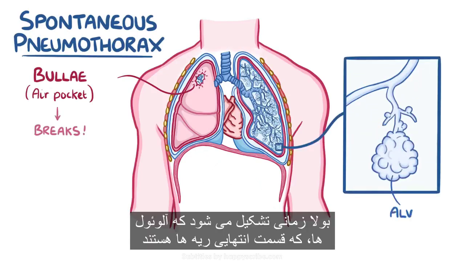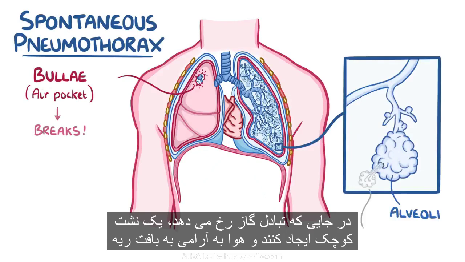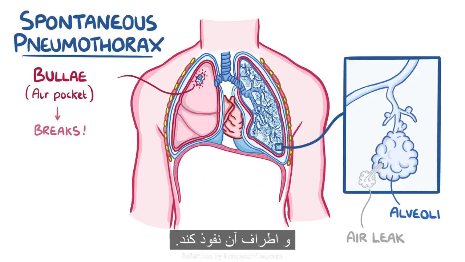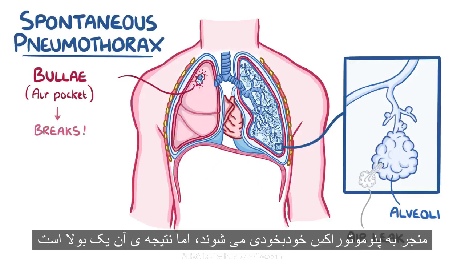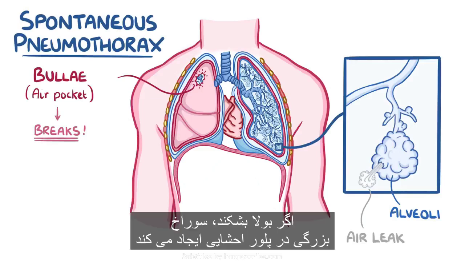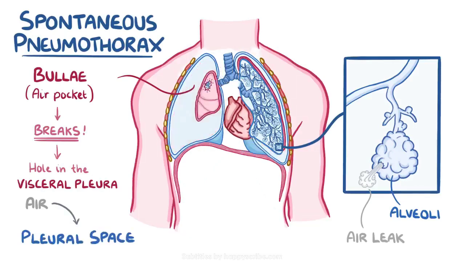Bullae form when the alveoli, which are the terminal ends of the lungs where gas exchange occurs, develop a tiny leak and air slowly seeps into the surrounding lung tissue. Typically, the alveoli heal up, otherwise it would itself lead to a pneumothorax. But the result is a bullae, and if the bullae breaks, it creates a large hole in the visceral pleura, and air can go from the airway directly into the pleural space.